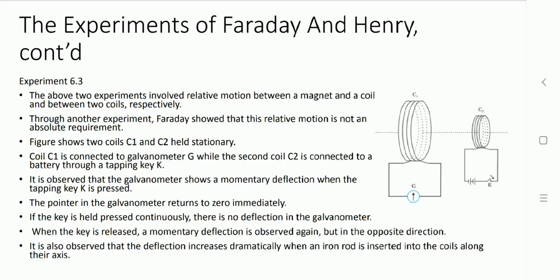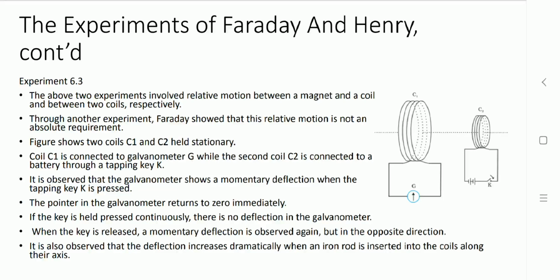Now, if the key is pressed for a long time, the current is steady, with no variation in the current. So we can see that the galvanometer pointer is at the null point, meaning no deflection. Now if the switch is opened, the current starts to reduce and goes to 0. In C2, the shaft is rotating, and we observe the reading on the galvanometer. The galvanometer will get deflected, but in the opposite direction.